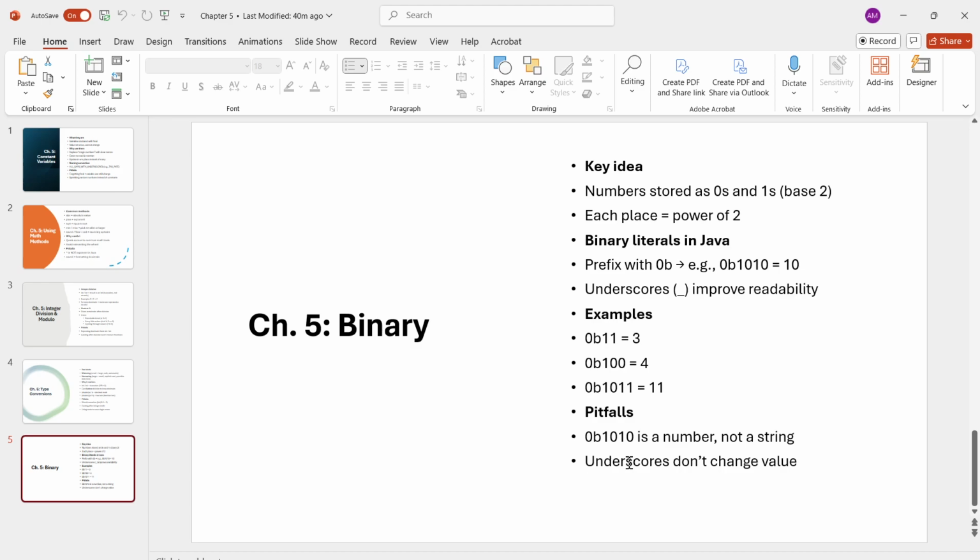That's all we need for today. Keep this mental model handy. Binary is just powers of 2. Java's 0b lets you write those values directly. Use underscores to keep long patterns readable, and remember, these are numbers, not strings. That's all for today. We'll cover the rest of the topics from this chapter in the next session. Thank you.